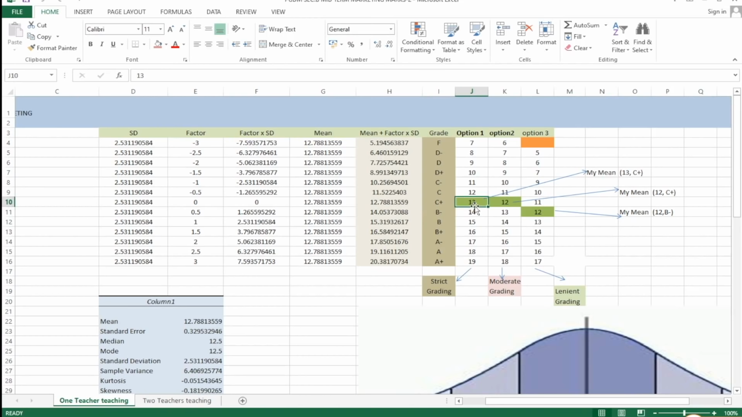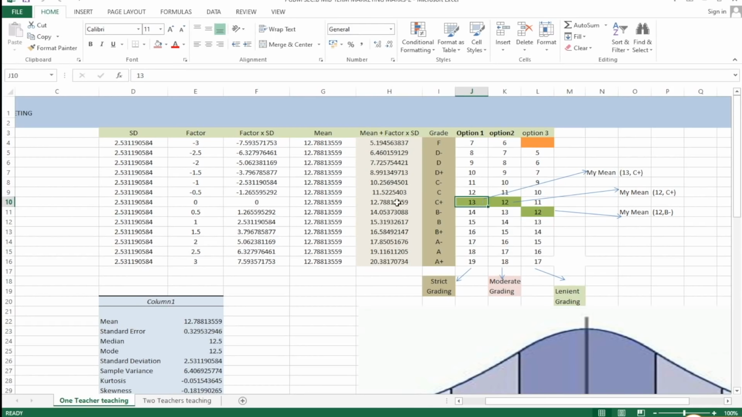A strict teacher will try to keep the average of the class on the higher side because he has higher expectations, and the lenient teacher will keep the average of the class on the lower side. He would like to help the students, right? And similarly, 12 can also be taken as a moderate grading. So what we have done is we have tried to keep C plus on 13. This is for strict grading.